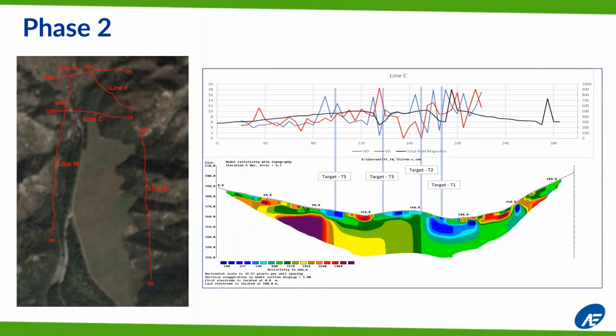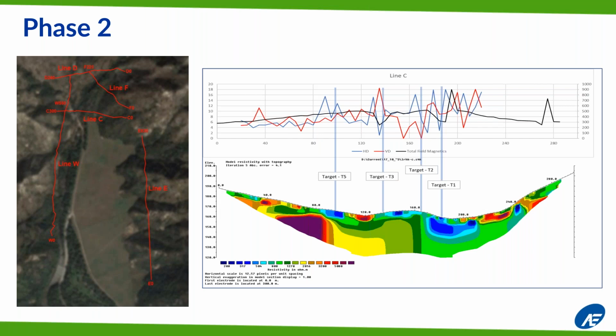So I'm not going to divulge too much into the geophysics, but this is what the data looks like that was output. I just picked a line, line C, that cuts right across the landfill. On the graphs, the red line is a vertical dipole, the blue line is the horizontal, and the black line is the total field magnetics. Below that is the ERT data.